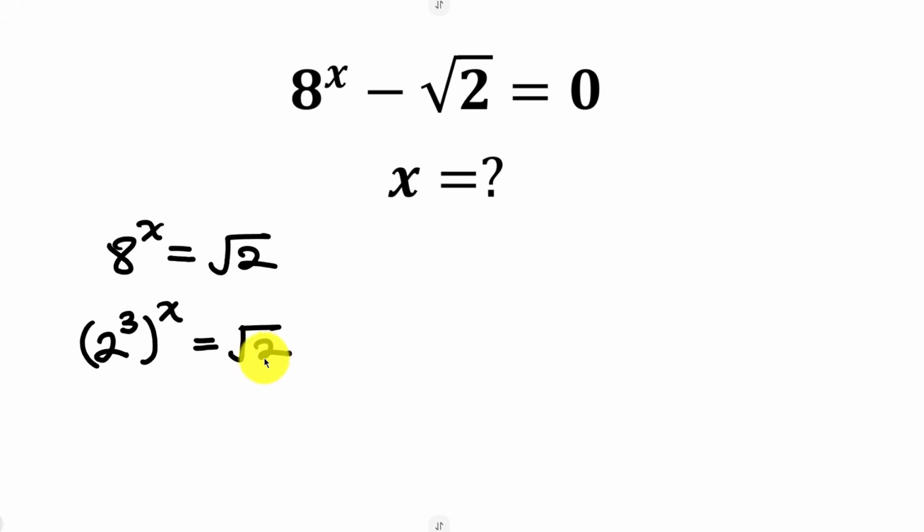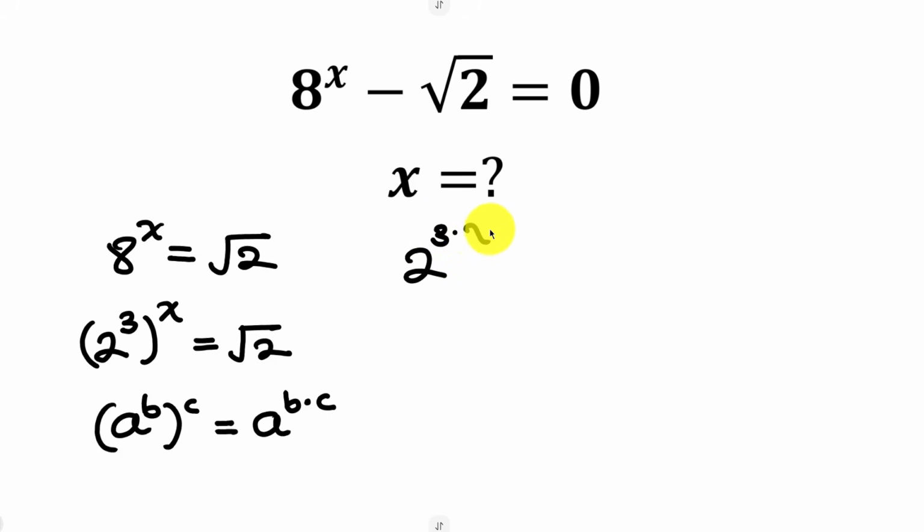Very good. Now let's apply the property of indices here that says that when I have a to the power of b, which is then raised to the power of c, the property of indices says we can write down the base, which is a, and multiply the powers, which is b times c. So this expression now becomes 2 to the power of 3 times x.